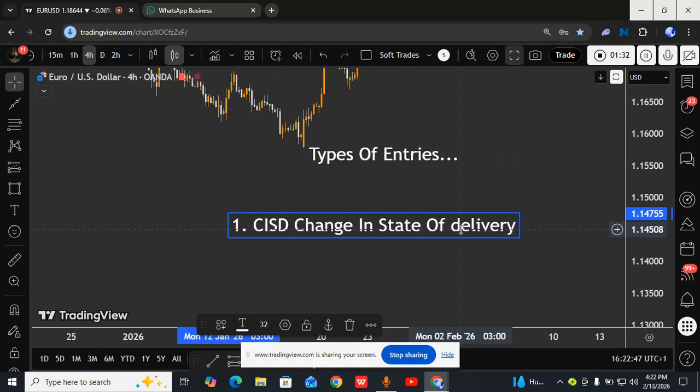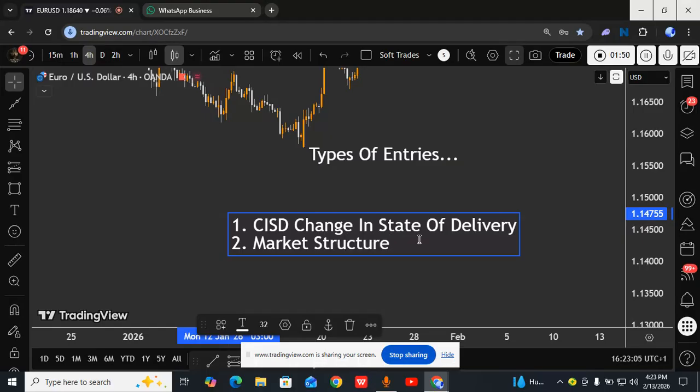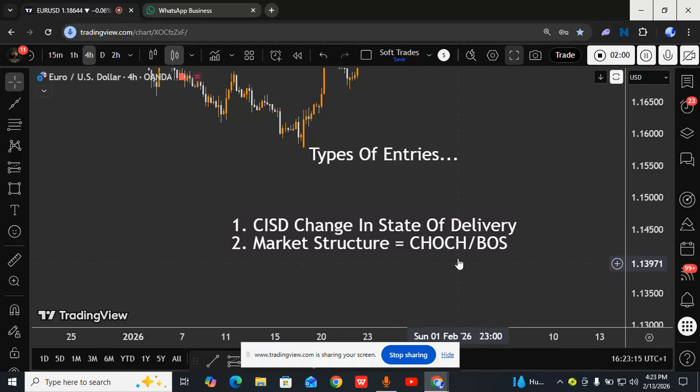This is the one you hear me talk about a lot on some of my YouTube videos. So CISD. Then there's the second one, which is market structure. Talking about market structure here, it can either be, let's say, change of character, or it can be breakout structure, depending on where you are taking the trade from.